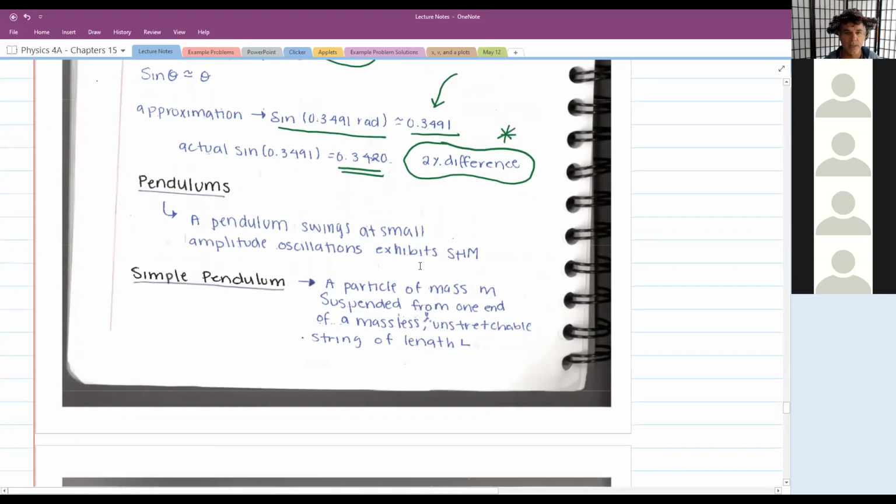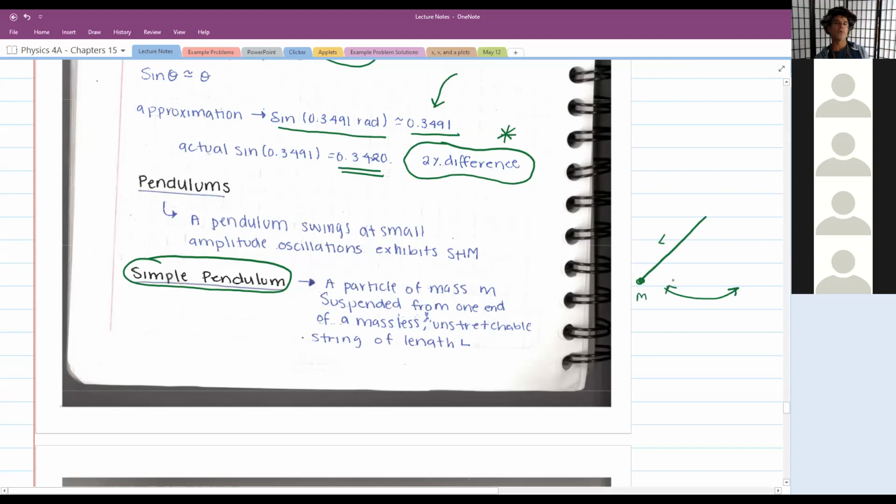Where it comes up in physics 4A is a simple pendulum oscillating back and forth. I'm going to cut to the chase and tell you the results that you need to know. I'll just touch on the derivation, but we're only going to look at a simple pendulum. A simple pendulum is a mass M suspended from a massless, unstretchable string of length L. So a simple pendulum is just a mass on a string. The string has length L, the mass is M, and it's just oscillating back and forth.